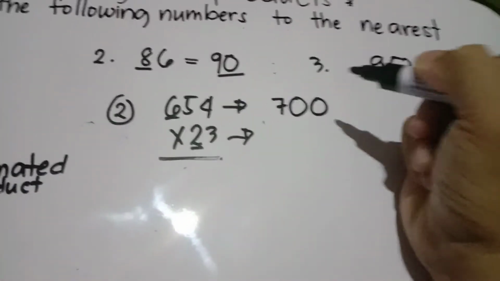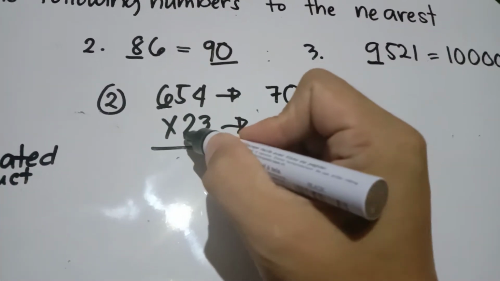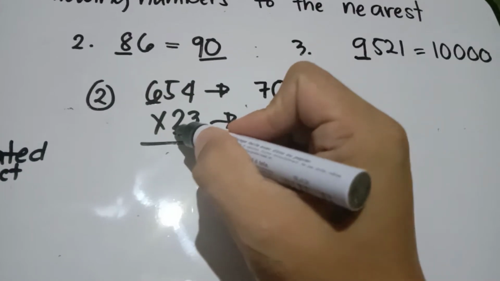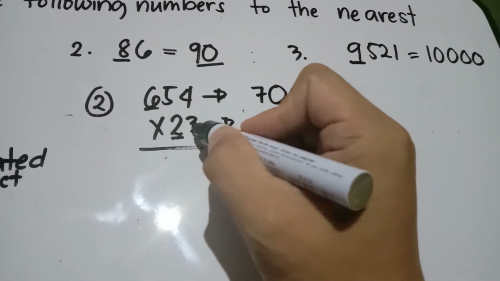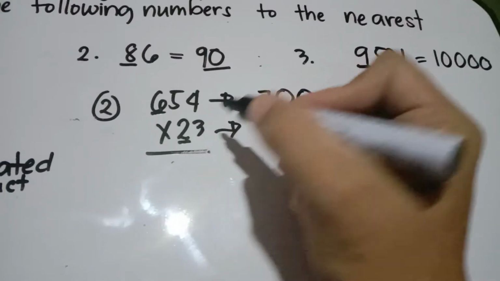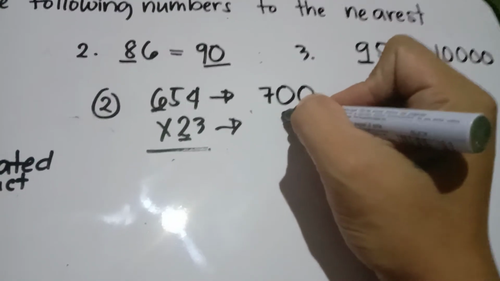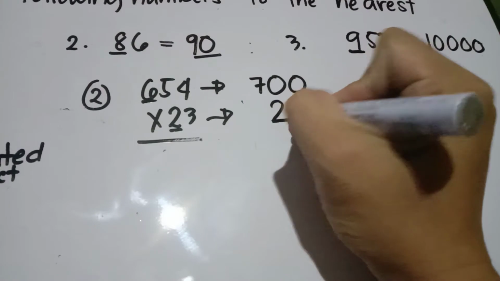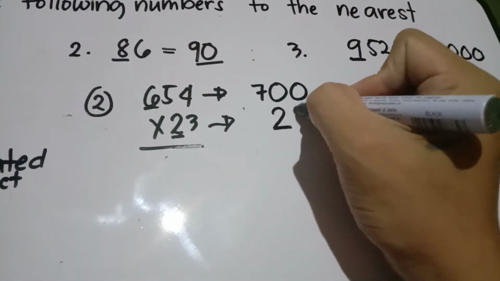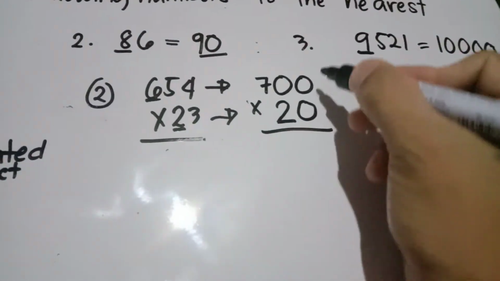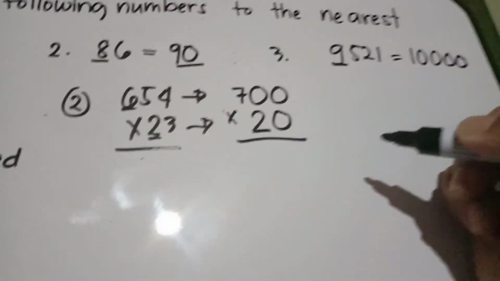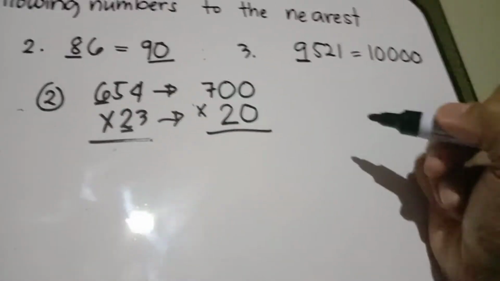Next, 23. The digit to be rounded here is 2. The next digit at the right is 3, so that is less than 5. So we are going to retain the number. So as is lang po, kokopyahin natin ang 2. Then 3 magiging 0. Then, multiply. We are now going to multiply the new factors.